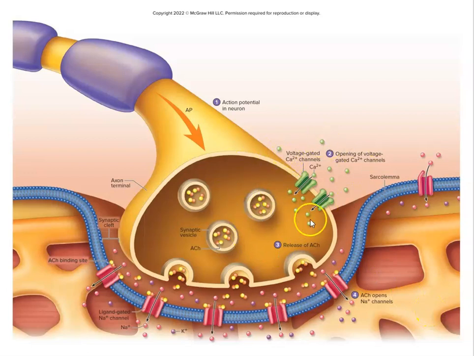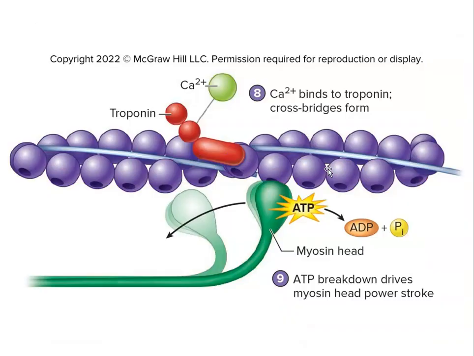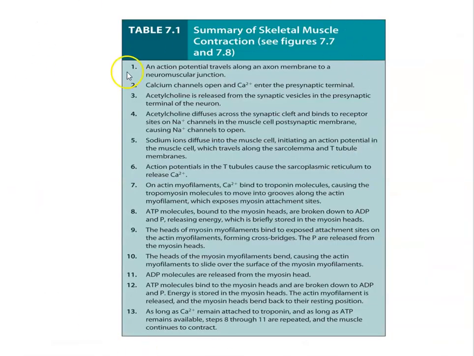But calcium has another role to play here at the neuromuscular junction. It's calcium rushing into the axon terminal that allows acetylcholine to be released. So two important areas it's used in. And this is just a step-by-step explanation of what happens during contraction. Again, the number of steps is not important. You just need to understand the process.